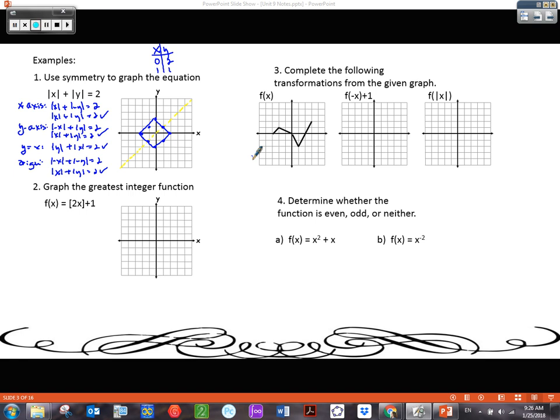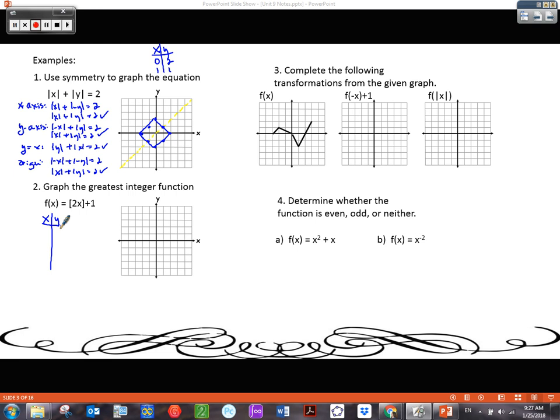So what I like to do, I don't do transformations with the greatest integer function. I think that's really confusing. I just plot points. If you want to do transformations with it, you certainly are welcome to. You do not have to plot points if you don't want to, but that's what I do. I start with integer points. I want to see where the integers are, and then I'll worry about fractions.